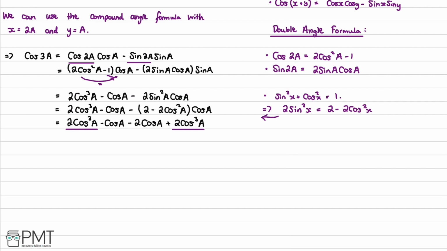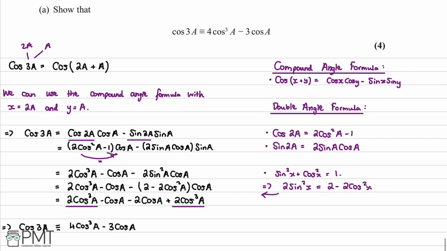So we can combine all of these like terms together, which is going to leave us with the fact that cos 3A is equivalent to, so we add our cube terms together, so that's going to be 2 plus 2, which is 4 cos cubed A, and then we have negative 2 minus 1 lots of cos A, so that's going to be negative 3 cos A. So when we look back at the question, and this is exactly what we were asked for, we were asked to show that cos 3A was equal to 4 cos cubed A minus 3 cos A. So we've therefore completed this question.